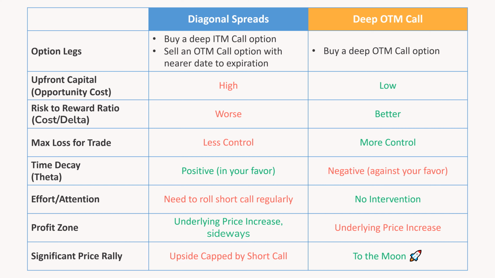From a profit-taking perspective, you will definitely be able to make money from the diagonal spread if the price of the underlying was to increase, or if the price was to move sideways because of the short call premiums that you have sold on a regular basis. But for the single out of the money call, you can only profit if the price increase of the underlying more than offsets the time decay of the option. And if prices were to rally significantly, unfortunately for the diagonal spread, your upside is capped by the short call. But for the out of the money call option, your upside is uncapped.